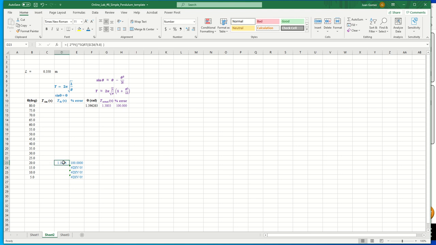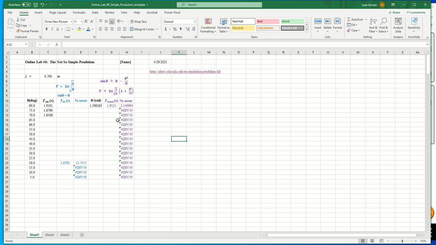Then take the formula for the theoretical period for the small angle, and copy it down. Error should update automatically. Convert theta to radians, take that formula, copy it down. Formula for the actual period, not using the small angle approximation: take that formula, copy it down. Then to do the errors, take that formula, copy it down.